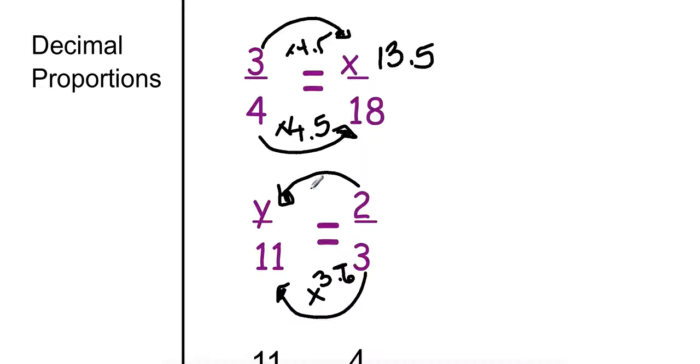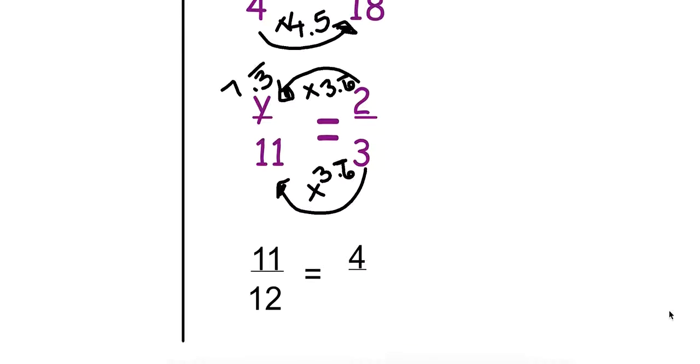So it means I need to take 2 times 3.6 repeating. Remember when you put that in your calculator to type in 3.6666666 as far as you can, so you get the full repeating times 2. When you do that, you get 7.3 repeating. 7.3 repeating to 11 is the same as 2 to 3. All right, last one.